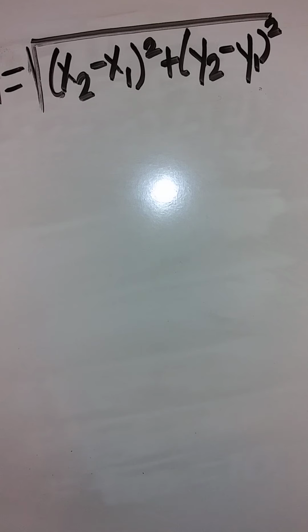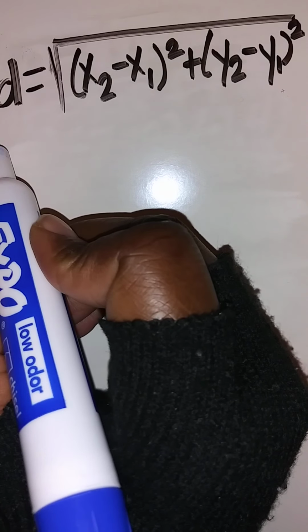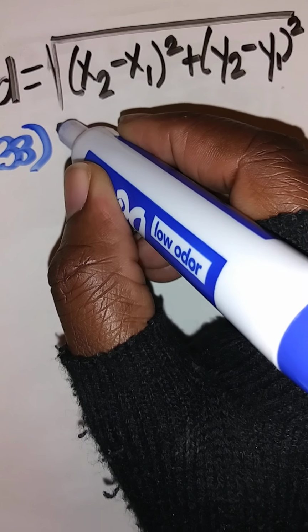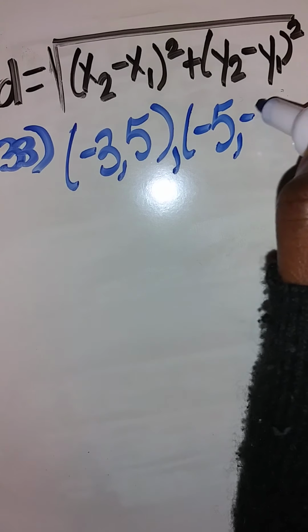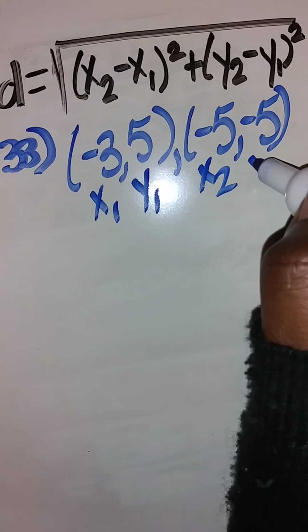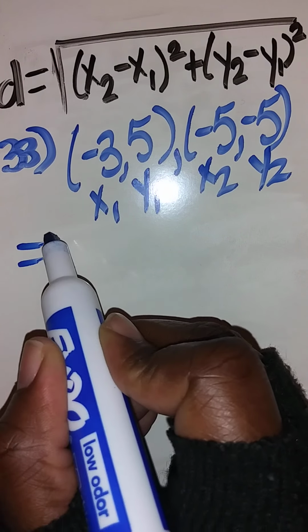Find the distance between the given points. If an answer is not exact, use a calculator or give an approximation to the nearest tenth. We know nearest tenth is 1 decimal place. Let's look at 33. So for 33, we have negative 3 and 5, negative 5 and negative 5. I do want to label x1, y1, x2, y2. Now plug it into the distance formula.